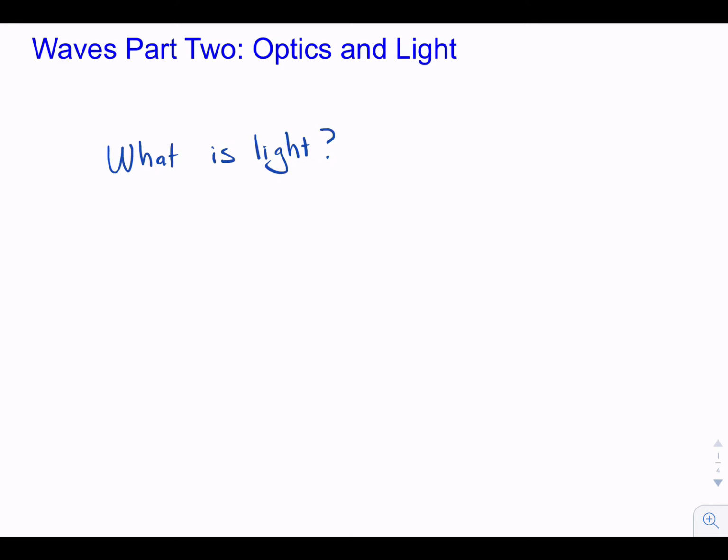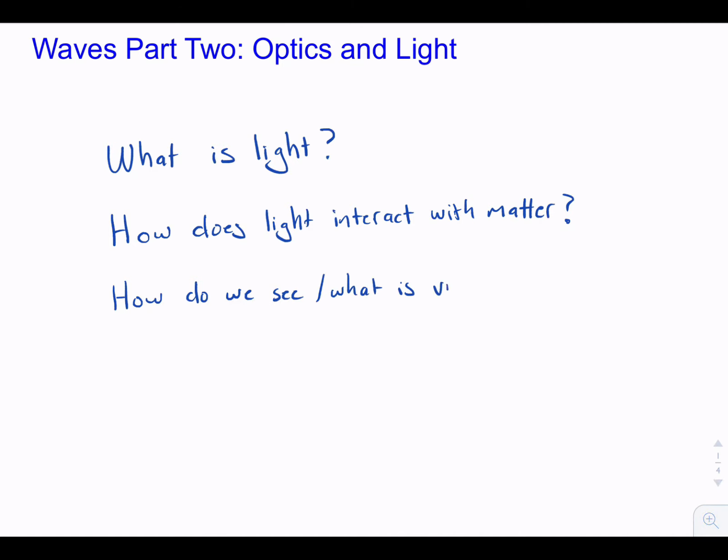There's lots of questions we can ask in this section of the course. How does light interact with matter? Broadly speaking, light has 4 ways it can interact with matter, depending on if there's a medium change or not. It can be scattered or absorbed, reflected or refracted, as we will see. Finally, we'll ask, how do we see and what is vision?